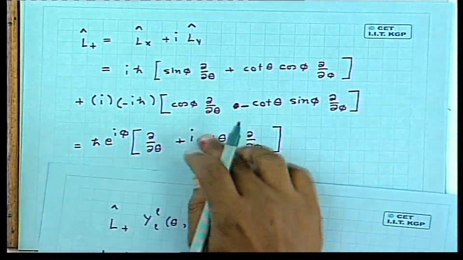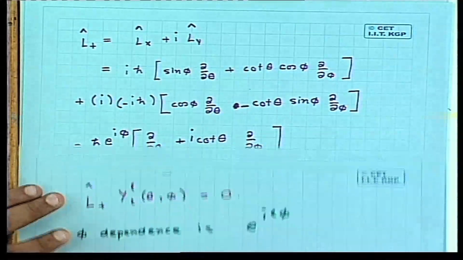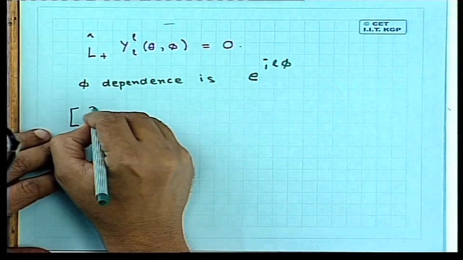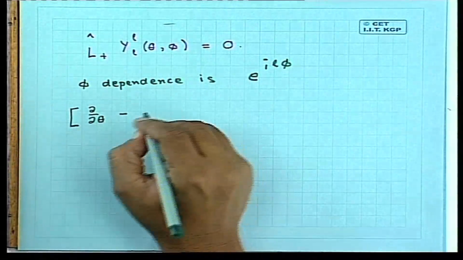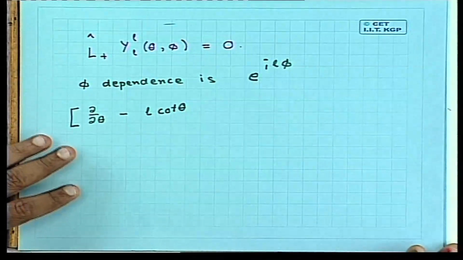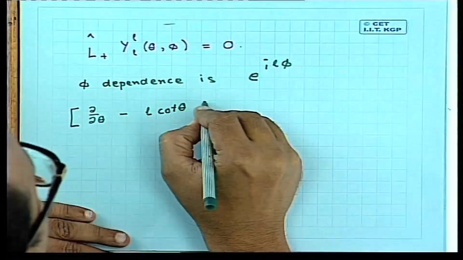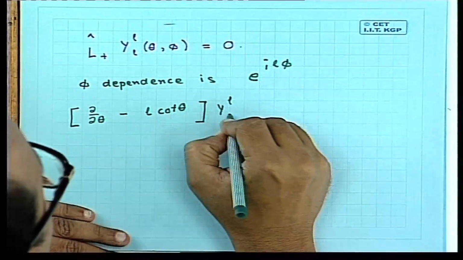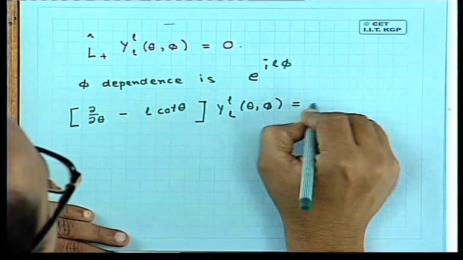So these constant coefficients do not matter. This operator acting on this function gives us the following: del del theta minus L cot theta, for i L phi, into Y_LL theta phi is equal to 0.